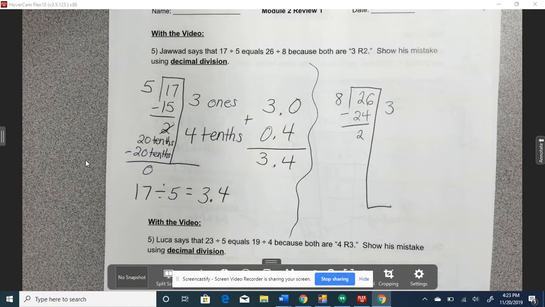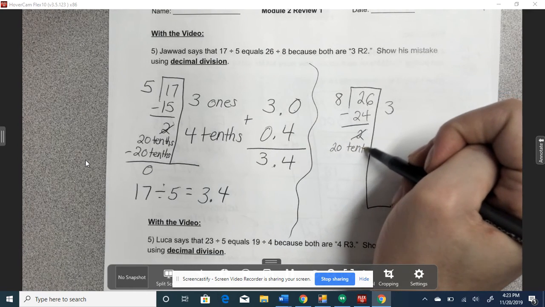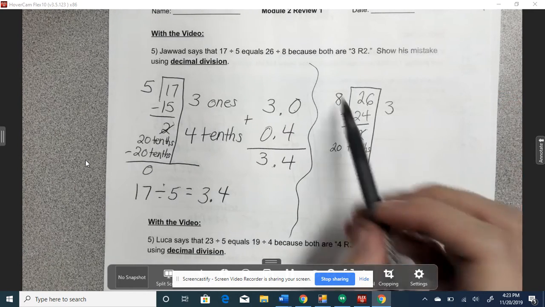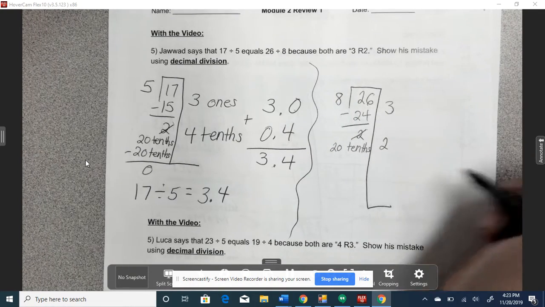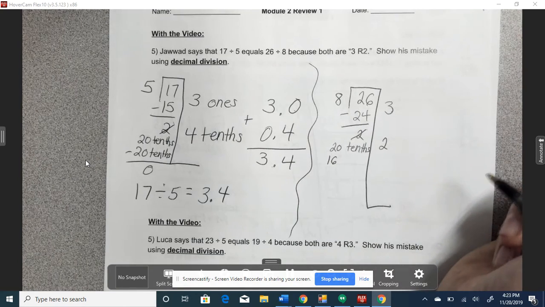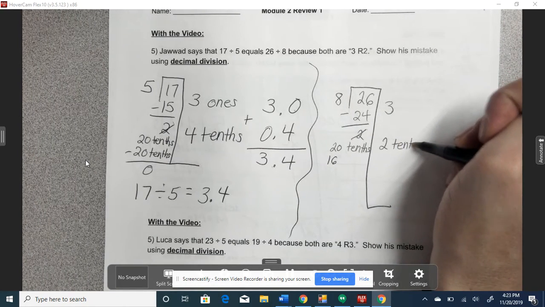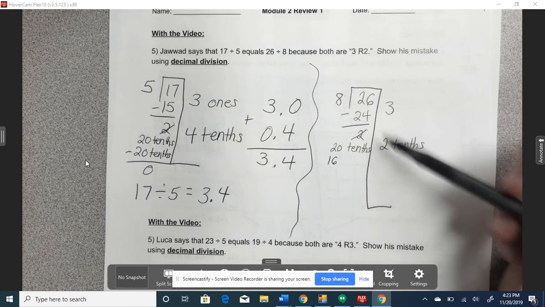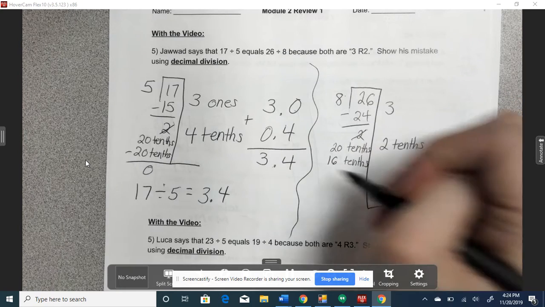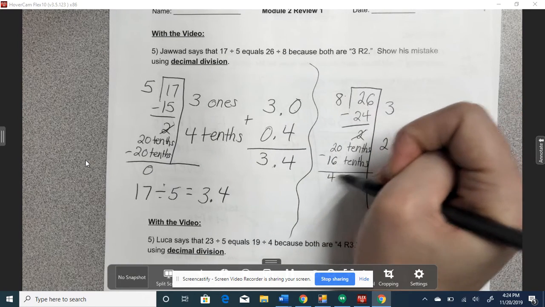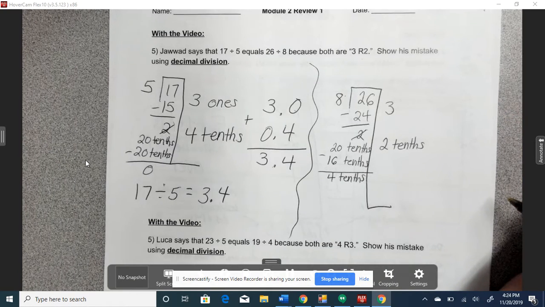2 can be written as 20 tenths, just like we did in the first part. 8 times 2 I know is 16, so I'm going to put 2 over here. 8 times 2 is 16, but we don't want 16 ones, we want 16 tenths. So I'm going to multiply by the tenths. 8 times 2 tenths is 16 tenths. I'm going to subtract, and now I have 4 tenths. Oh, we're still not at 0, so we need to keep dividing.